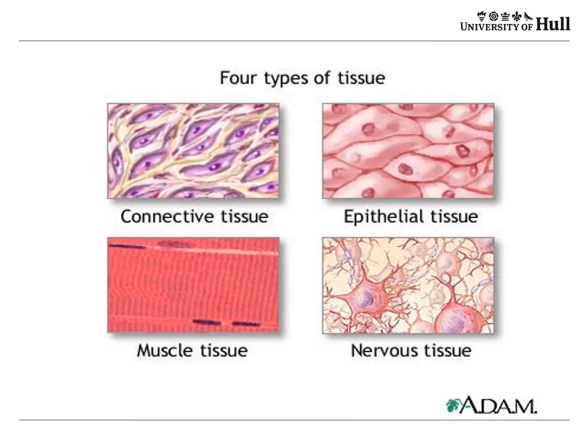Next we look at tissues. There are various ways of describing tissues, and tissues can be described as epithelial, connective, muscle, and nervous tissue. And here's a diagram of the four types of tissue.